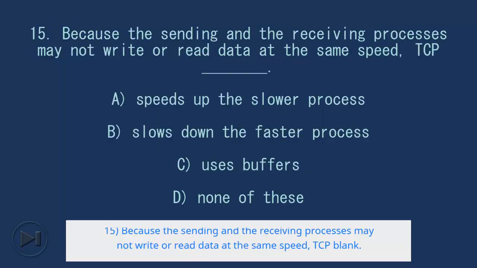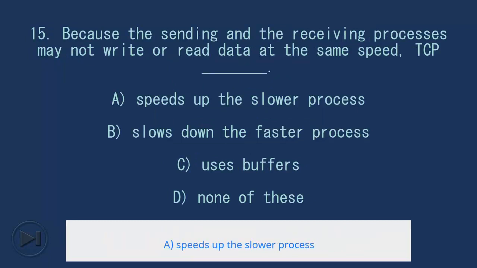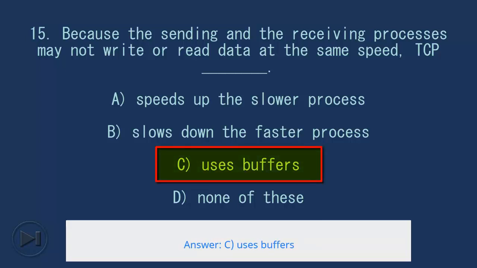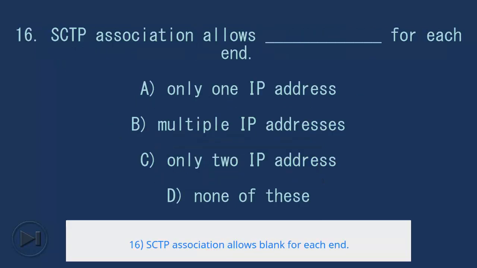15. Because the sending and the receiving processes may not write or read data at the same speed, TCP blank. A. Speeds up the slower process. B. Slows down the faster process. C. Uses buffers. D. None of these. Answer, C. Uses buffers. 16. SCTP association allows blank for each end. A. Only one IP address. B. Multiple IP addresses. C. Only two IP addresses. D. None of these. Answer, B.